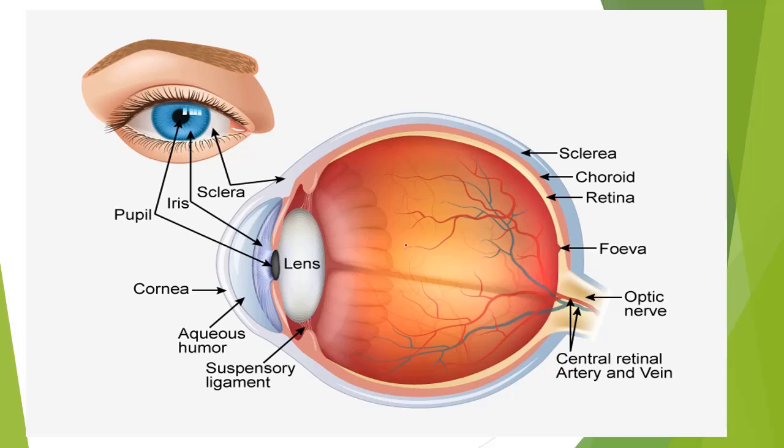Then there is the aqueous humor. Then there are the suspensory ligaments. Then there is this lens. This lens covers the pupil. Whatever light comes into the eye is controlled by the pupil, and the lens focuses it on the retina.